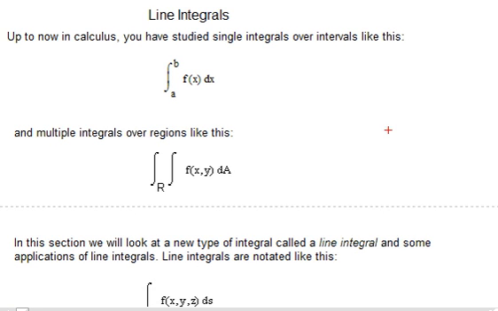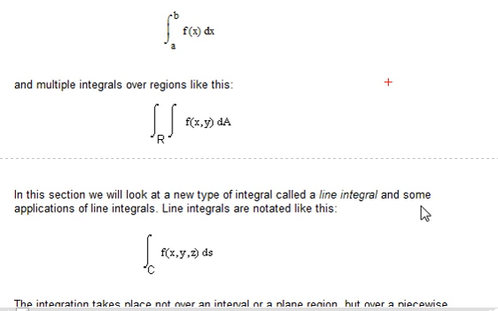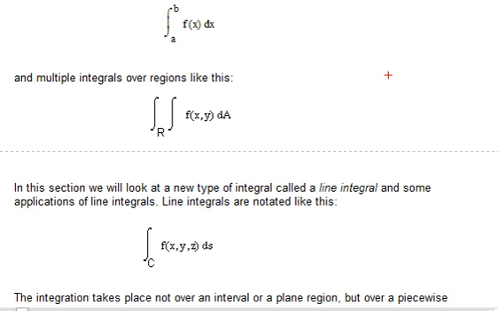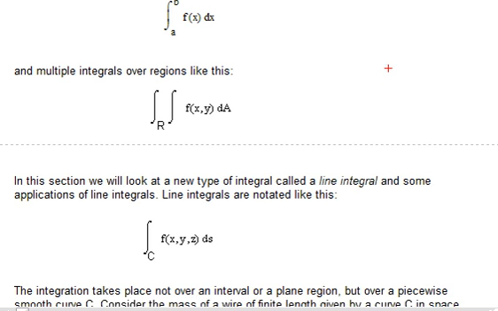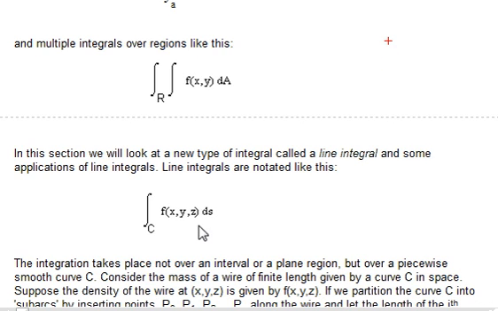This section we're going to do something different, a new type of integral called a line integral, and look at some of the applications of line integrals, and they're notated like this. We've got the integral of f of x, y, z ds, questionable what the ds is going to be, and some curve C is what the integral is about. By the way, that's the three variable interpretation, and this could also be just f of x, y if it's a line integral in two-dimensional space.